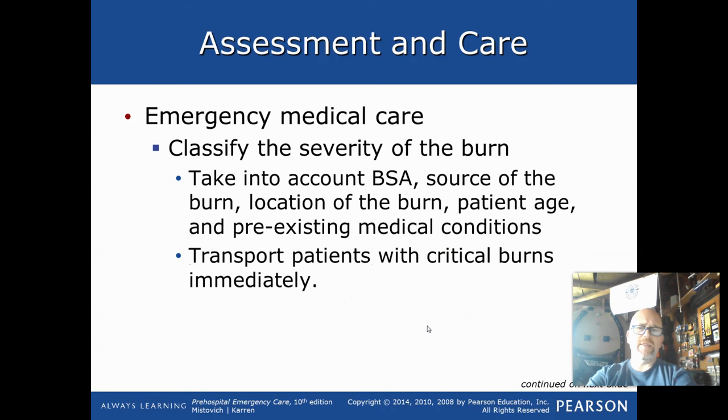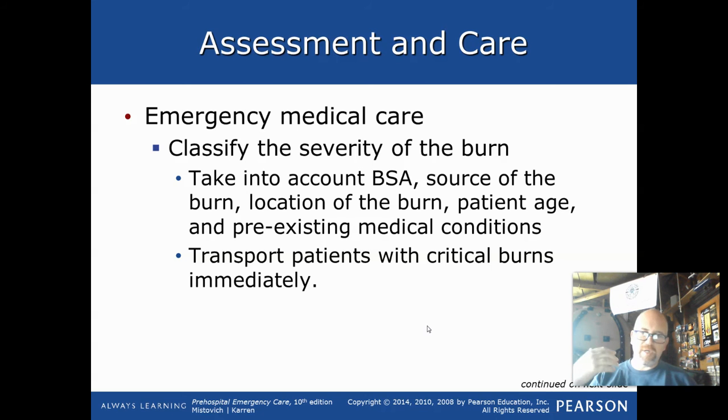Classify the severity of the burn, taking into account the BSA, source of the burn, location of the burn, patient's age, pre-existing medical condition, transport patient with critical burns immediately. Again, that BSA, body surface area, is the percentage of or rule of nines, as you saw on the worksheet, or the Palmer method, making sure that we identify the exact percentage of burn depending on first, second, third. Actually, we're talking second and third degree burns. Certain percentage of the body being burned between second and third degree will dictate is this a trauma center or, excuse me, a burn center patient or not.